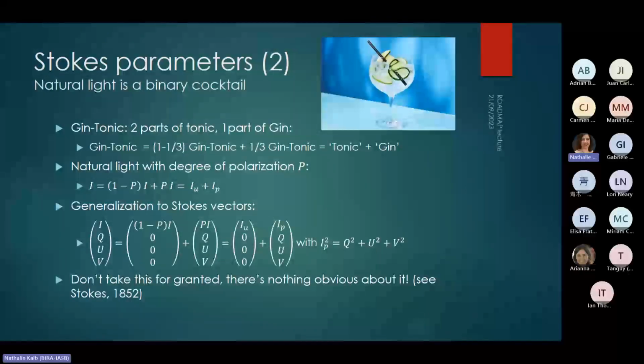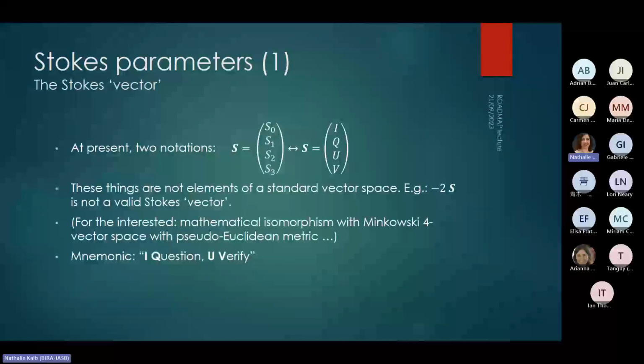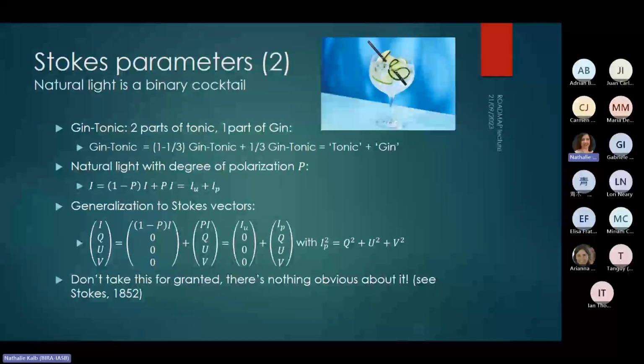Yes, natural light is a binary cocktail. Why? Because you can write I as a sum of (1 minus p) times I plus p times I. The first part is the unpolarized part, the second part is the polarized part. Generalize the Stokes vectors and you get this: two vectors, the first part is purely unpolarized light. The second part is purely polarized light. This is very useful in certain calculations, and it's good to be aware of it.